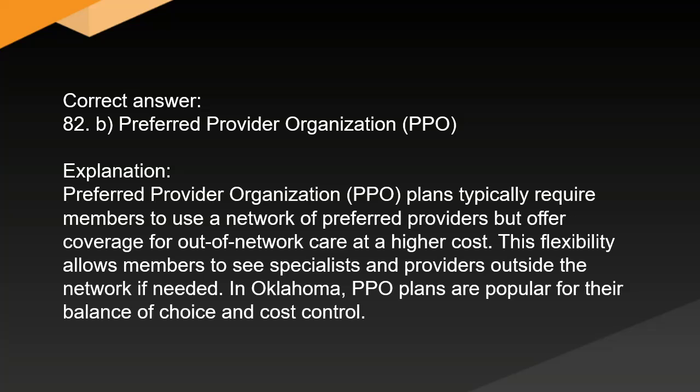Correct answer. B. Preferred Provider Organization, PPO. Explanation. Preferred Provider Organization, PPO plans typically require members to use a network of preferred providers but offer coverage for out-of-network care at a higher cost. This flexibility allows members to see specialists and providers outside the network if needed. In Oklahoma, PPO plans are popular for their balance of choice and cost control.